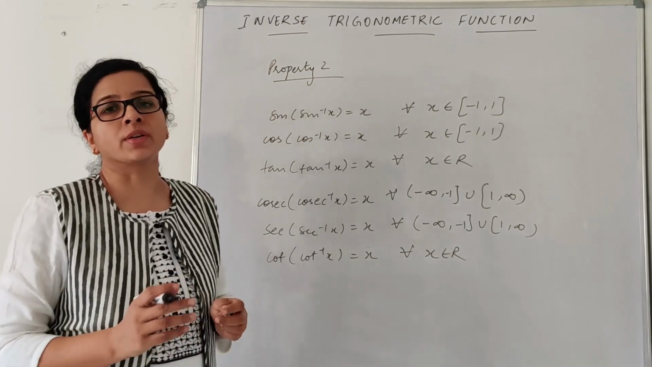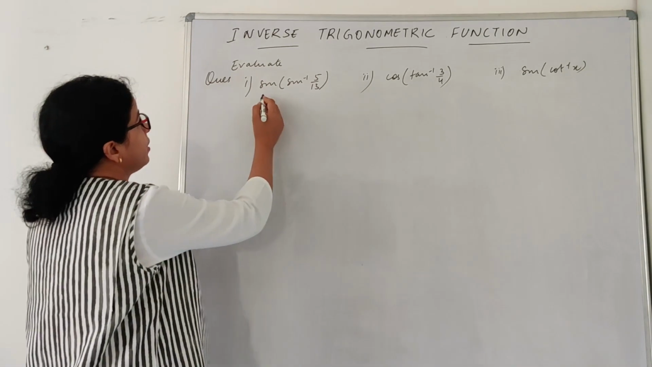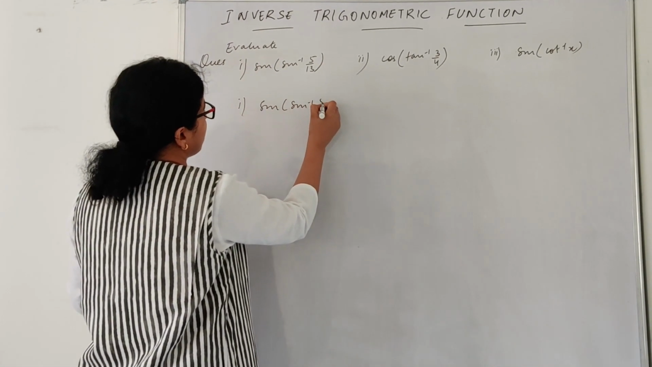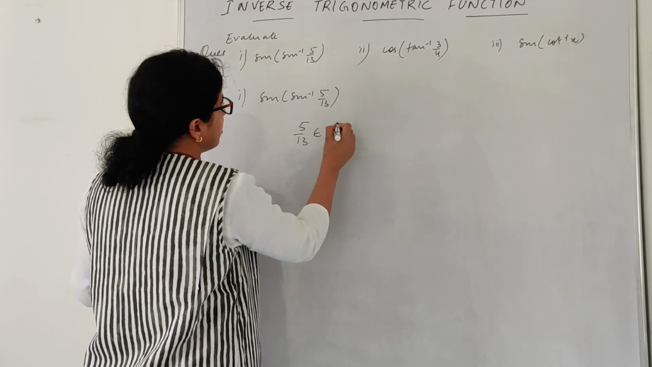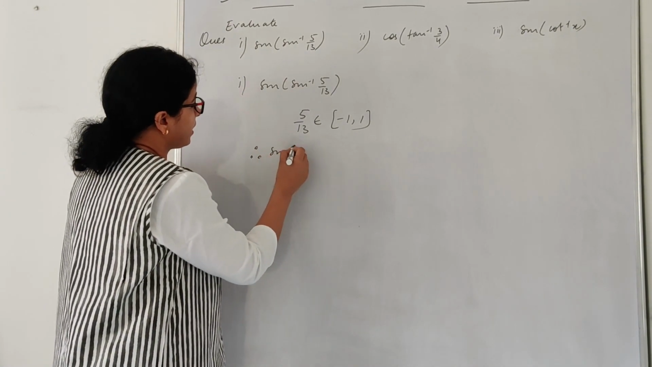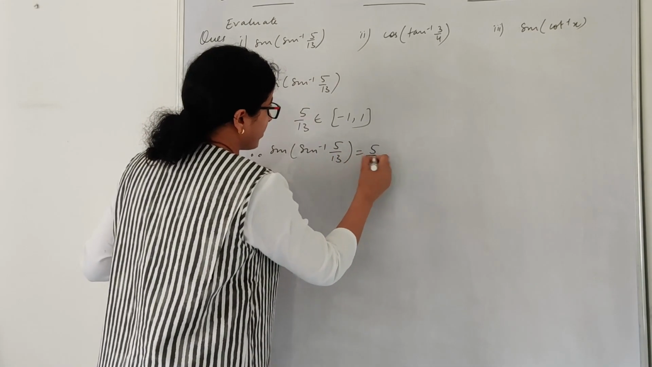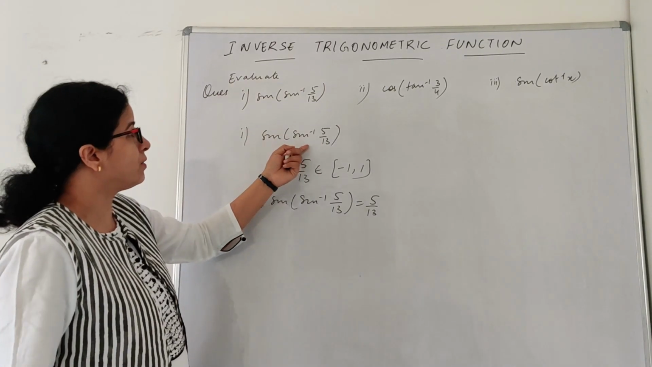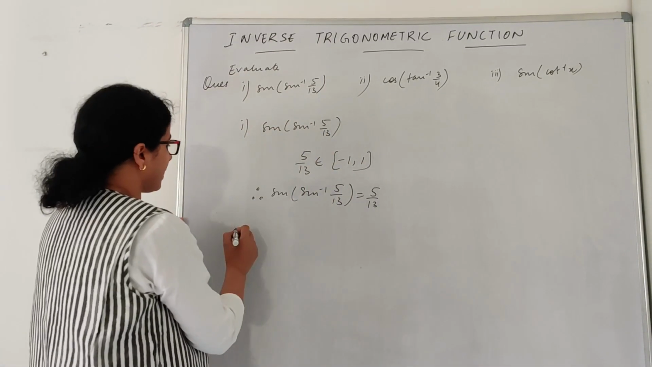Now we will solve certain questions based on the second property. Okay, so let us take this. The first part is sine of sine inverse 5 by 13, right? My 5 by 13 belongs to the closed interval minus 1 to 1. So hence sine of sine inverse 5 by 13 will be equal to 5 by 13. Done. If you know that sine of sine inverse x is equal to x, you can directly write the answer. Now see the second part.